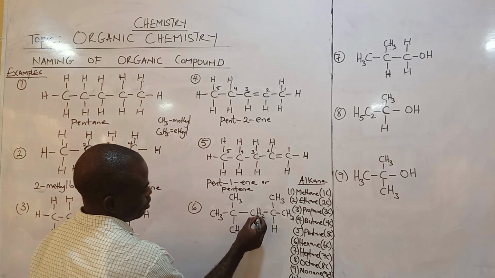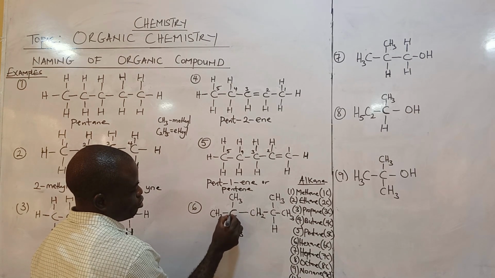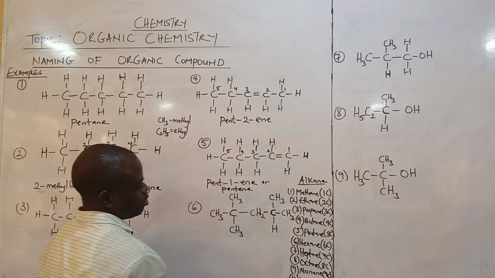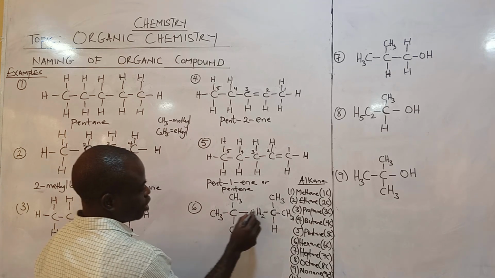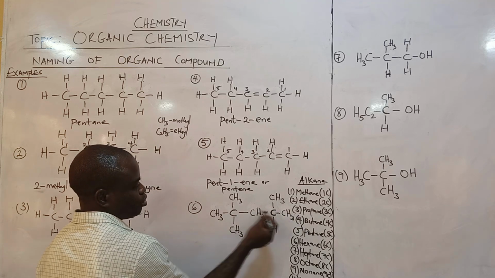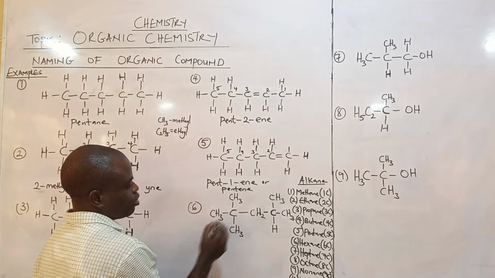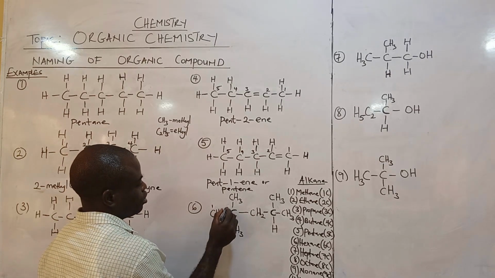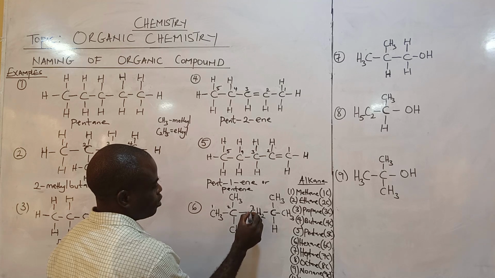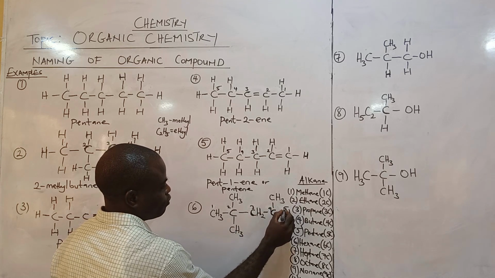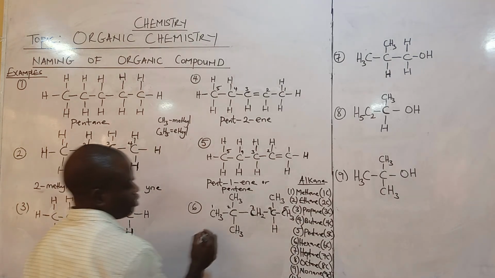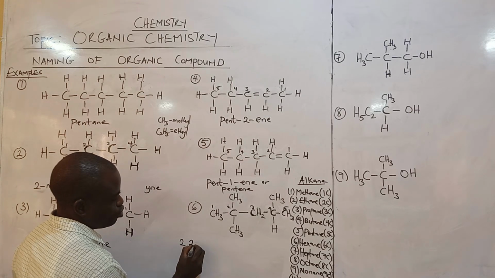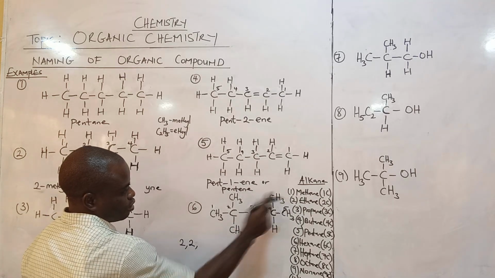Let's see the next. You can see that 2 methyl groups are attached to this carbon, and 1 methyl group is attached to this carbon. If you start counting from here, 1, 2, 3, 4, 5, or start counting from here, 1, 2, 3, 4, 5. The best way to count is to start from where we have the most methyl groups attached to the carbon. You still count like this. You have 5.